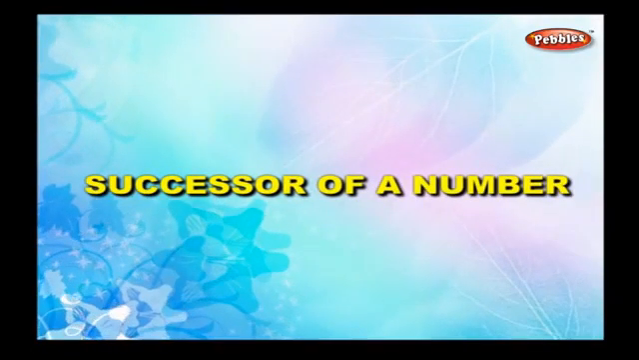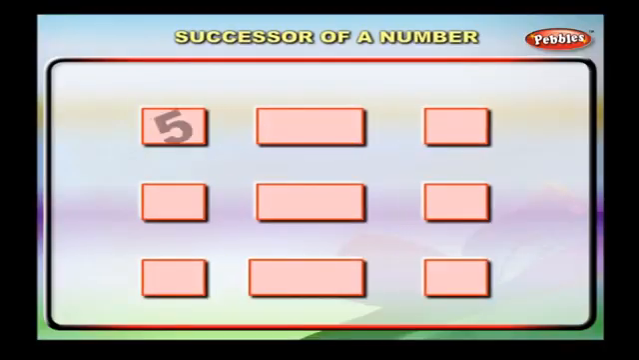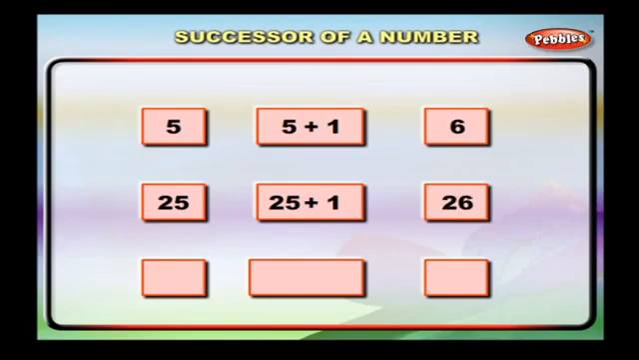Successor of a number. The number that comes just after a particular number is called its successor. In the numerical order, the successor of a number is one more than the number. The successor of 5 is 5 plus 1, that is 6. The successor of 25 is 25 plus 1, that is 26. The successor of 125 is 125 plus 1, which is 126, and so on.